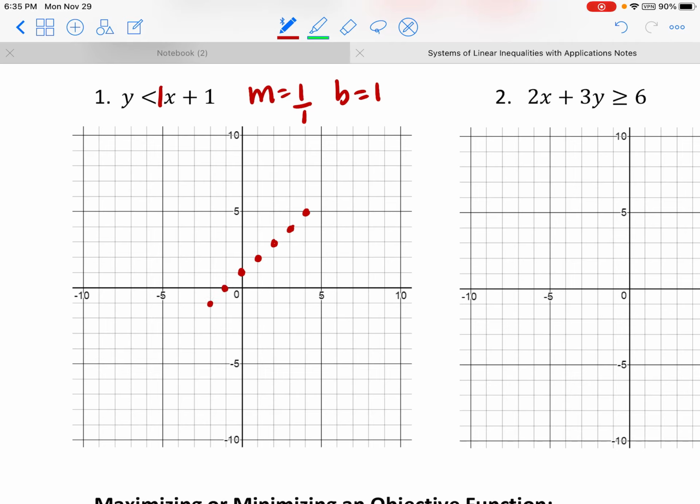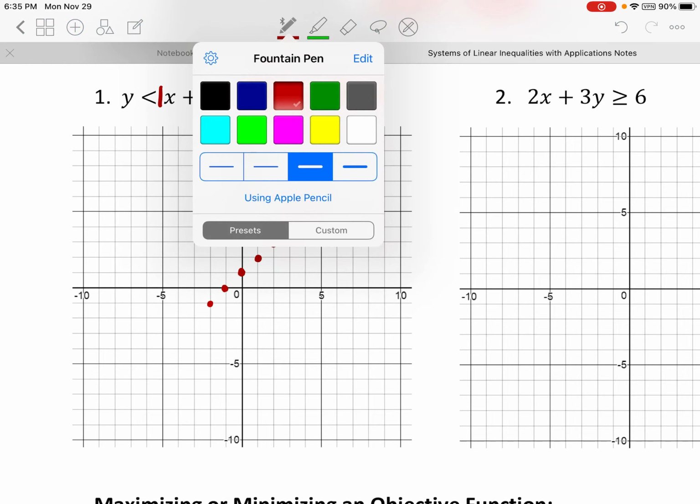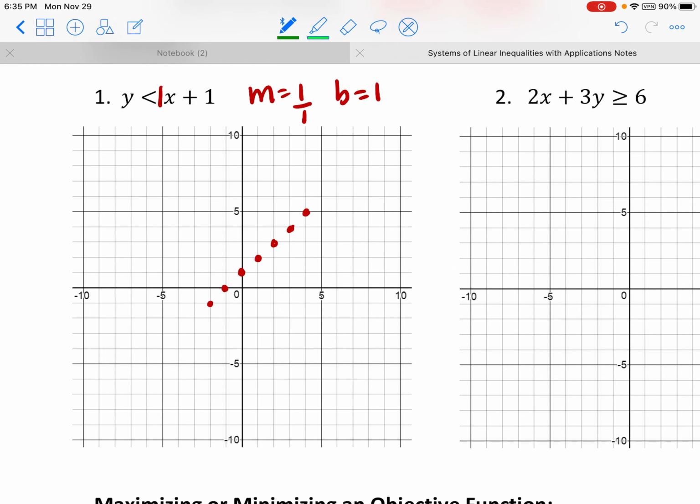But since this is an inequality, I need to decide if I'm making a dotted or solid line. So if this does not have an equal to, which it does not, this is going to be a dotted or a dashed line. So I'm going to make a dashed line through these points. And if you just wanted to make more points, that would be fine. And then we're going to shade either above or below.